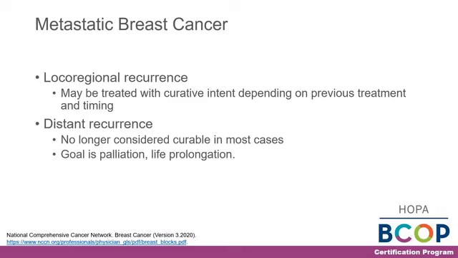Depending on the response to therapy and subtype of breast cancer that they have, patients may be able to be maintained long-term on some sort of therapy. And again, the goal here becomes more palliation and life prolongation versus cure.